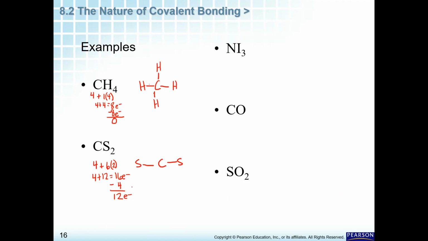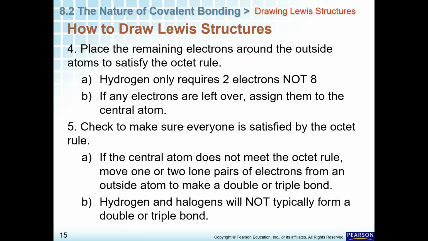So here, sulfur has 2, 3, 4, 5, 6, 7, 8. So I use 6 electrons there. Now I got 6 left. Okay, this one has 2, 3, 4, 5, 6, 7, 8. So I've used 6 electrons here, so I have 0. I have no more electrons I am allowed to place. So let's go back up to my rules. Check to make sure everyone is satisfied by the octet rule.